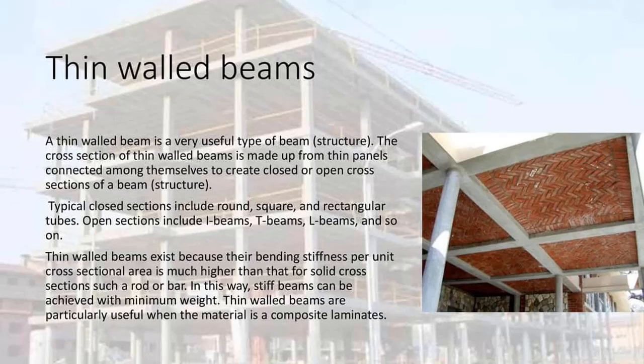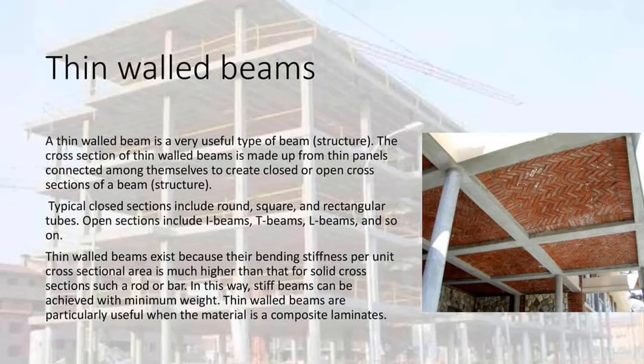Thin walled beams. A thin walled beam is a very useful type of beam or structure. The cross section of a thin walled beam is made up of thin panels connected among themselves to create a closed or open cross section of a beam. Typical closed sections include round, square and rectangular tubes. Open sections include I-beam, T-beam, L-beam and so on.